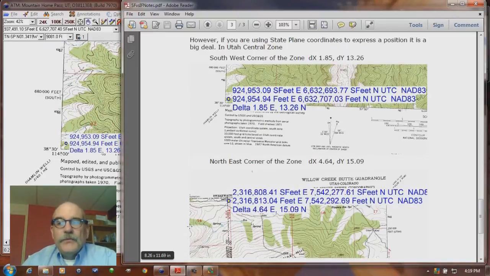Hopefully this will help you from getting stung by the difference between international feet and U.S. survey feet. Remember, if you ever see a survey document and it's projected to state plane, or even if it's not, if it's in feet, you need to have a note in the document that says U.S. survey feet or international feet. And if you don't see that note, you probably shouldn't accept the document.